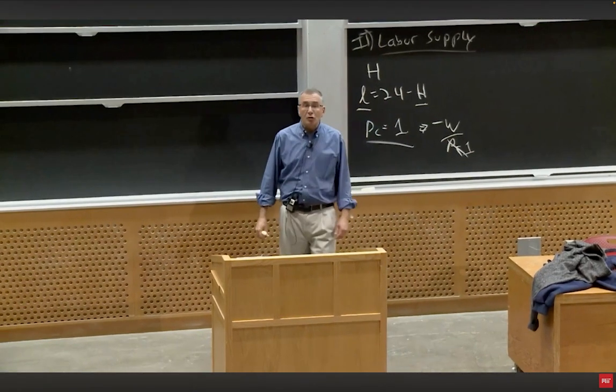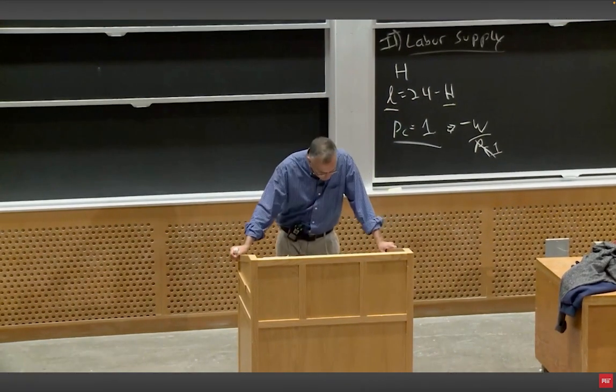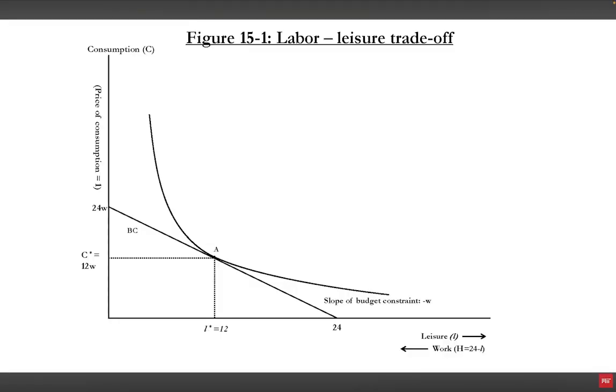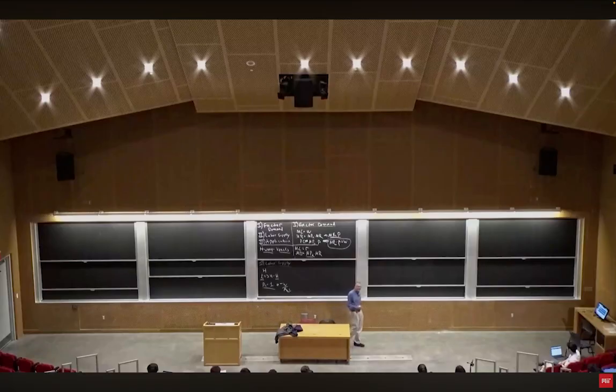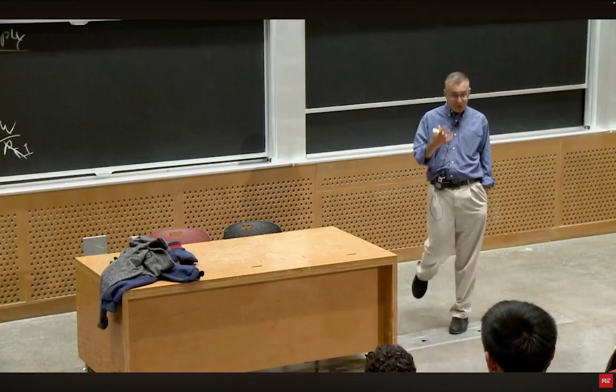Okay? So the slope of the budget constraint is minus W. What does that mean? That means that the price of leisure is the wage. In what sense is the price of leisure the wage? Why is the wage the price of leisure? Which we call opportunity cost.